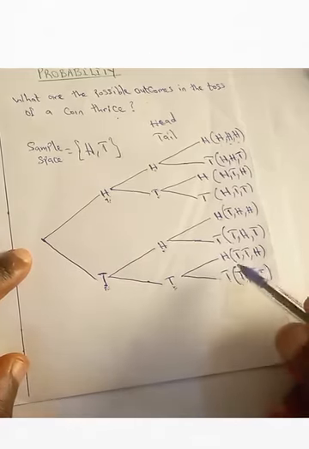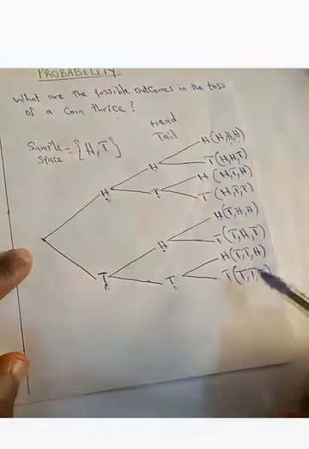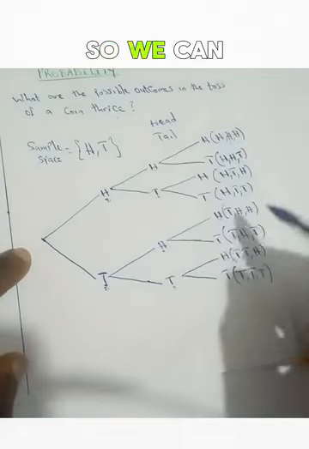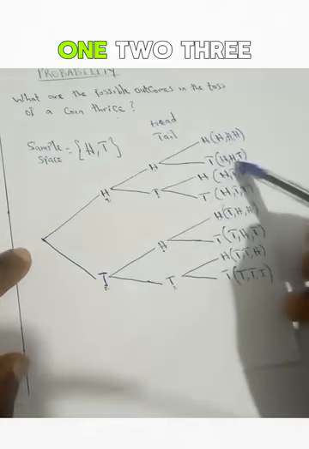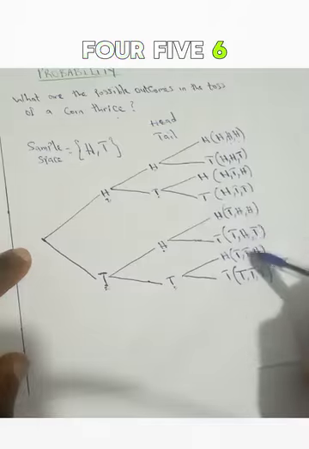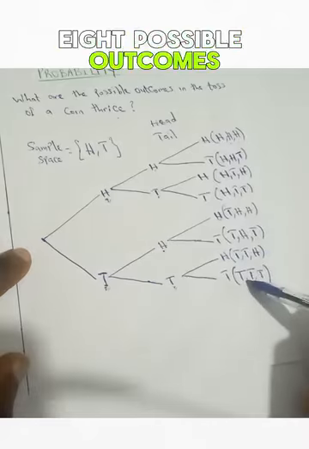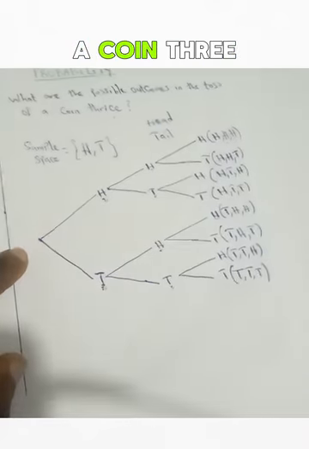So here we have been able to write out all the possible outcomes. So we can have 8 possible outcomes if we toss a coin 3 times. 1, 2, 3, 4, 5, 6, 7, 8 possible outcomes if we toss a coin 3 times.